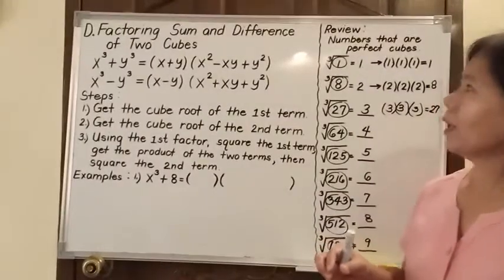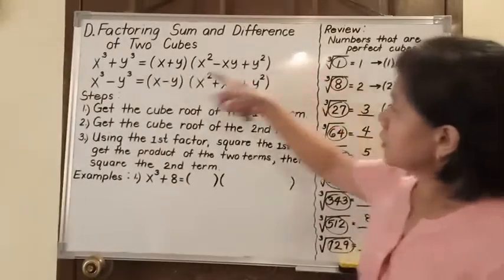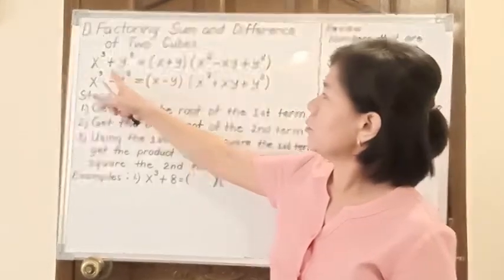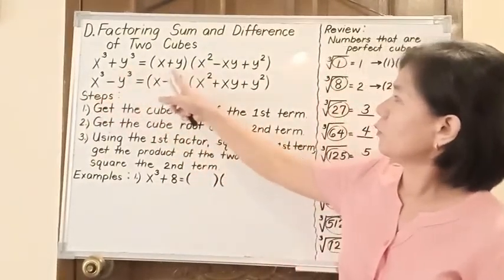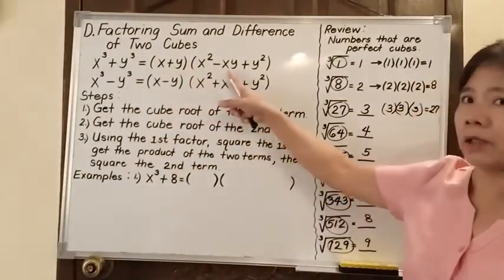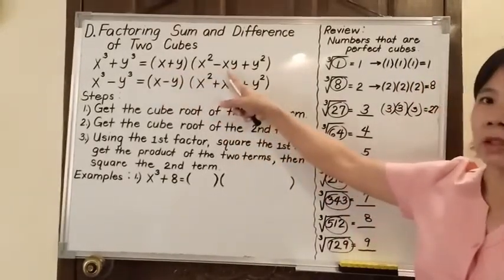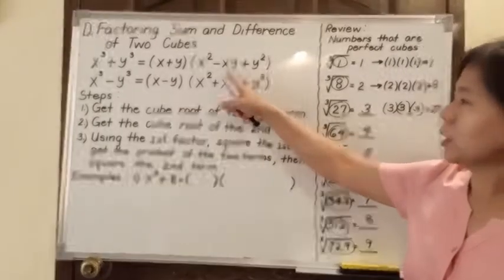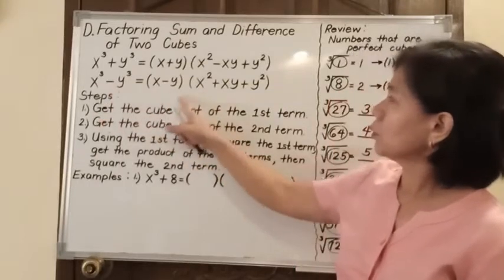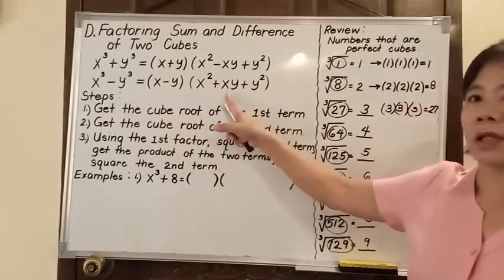Our lesson is factoring sum and difference of two cubes. We have the sum of two cubes and the difference of two cubes. For the sum of two cubes, we have two factors. The first factor should be a binomial. The second factor should be a trinomial. Binomial means with 2 terms. Trinomial means with 3 terms. Now, the same is true with the difference of two cubes. There are also 2 factors. The first factor is the binomial factor. The second factor is the trinomial factor.